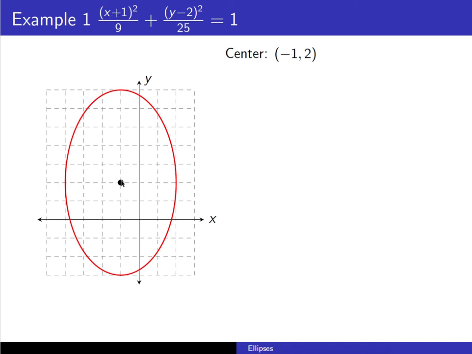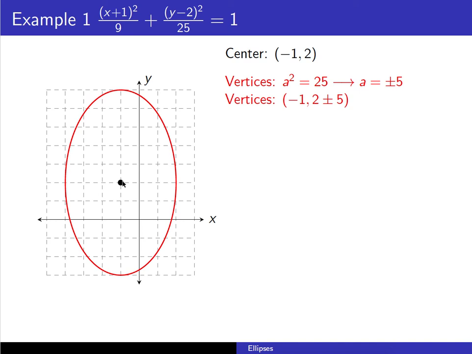Our vertices: a squared is always the bigger denominator, so a squared is equal to 25, which means a is positive or negative 5. So what that means is from our center, we'd have to count up 5 units to get one vertex and down 5 units to get another. And we're going up and down again because the bigger denominator is below the y. So that means it's going to be a tall ellipse and not a wide ellipse.